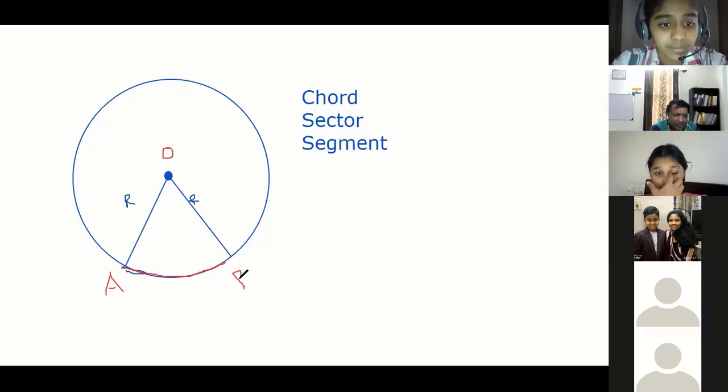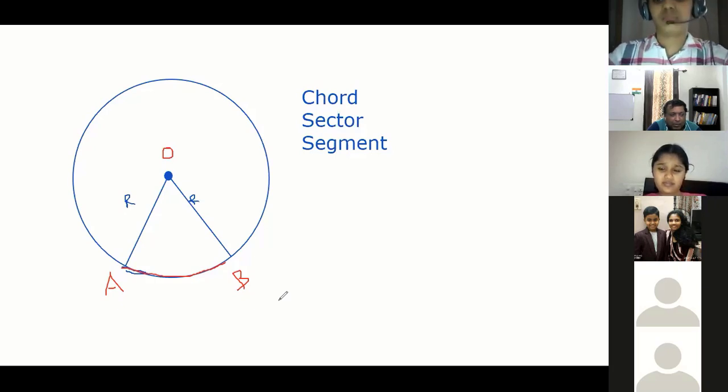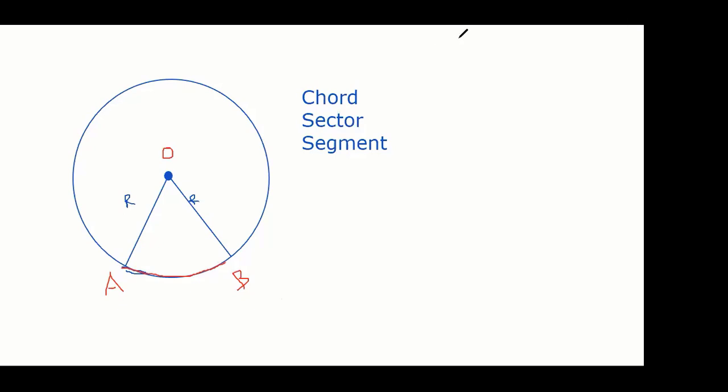Tell me, Ishant, can I define segment? Yes, you will define it after that. So AOB is your sector. Two radii and an arc. Now, Ishant, define segment. Sir, if you draw one chord, the circle will be divided into two parts. So let me do that. Let me make it here.